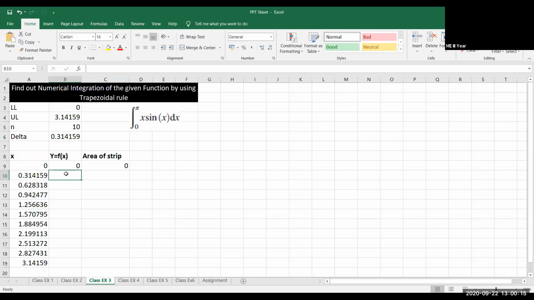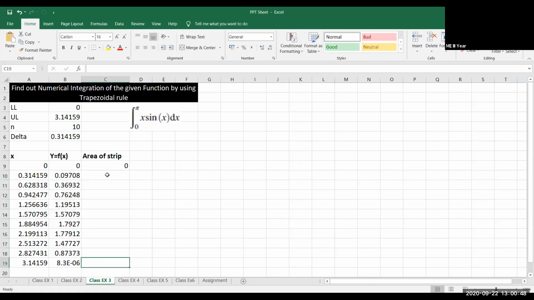So now we will apply it here, our f(x). So x into sine of x. So this is our function, x sine x. X is nothing but the cell value. So we got this value and you have to drag up to the upper limit. You got this value. After that, you have to find out the area of the strip.